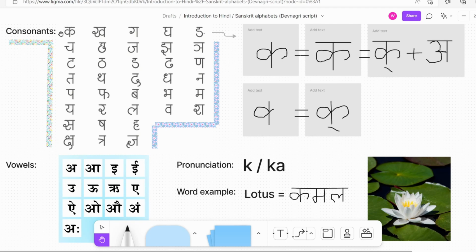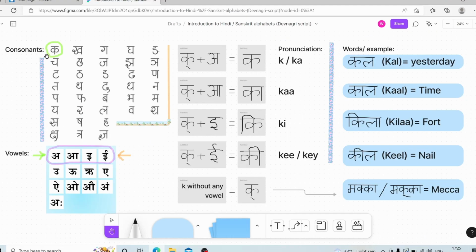The very first alphabet, which is this one, is pronounced as K. Pronunciation is K, and one of the examples of this is Kamal, which is lotus. In Hindi and Sanskrit, consonants are used along with vowels. For example, the first alphabet K comprises of K and A. This will be pronounced as K, and this will be pronounced as K. See the example right here.